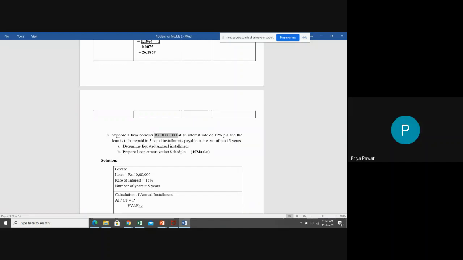Present. It is the present value. Now 15% is the rate of interest and for 5 years. So N is given and the percentage is given. We need to know what is the annual installment. That is, in short, we need to know the cash flow. So which formula are we going to use to calculate the annual installment?